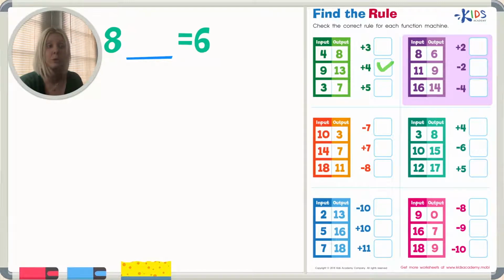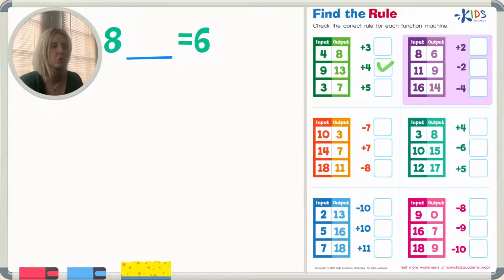I know that I'm going to subtract to get 6, right? So I'm going to start with 8. I have to subtract or take away to get a smaller number. So I know it's going to be a subtraction. I know that for sure in my head, but I'm not sure, is it 2 or is it 4? So let's just plug in this first one right here, okay?